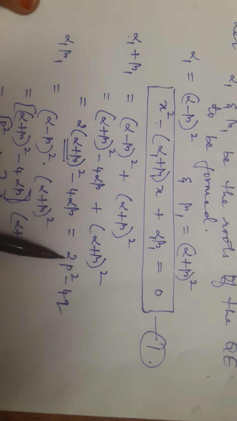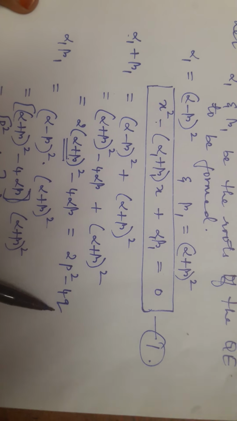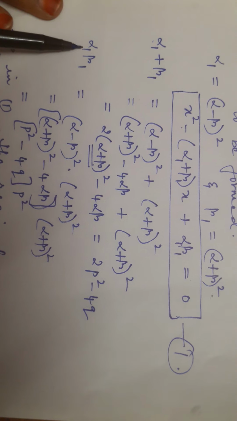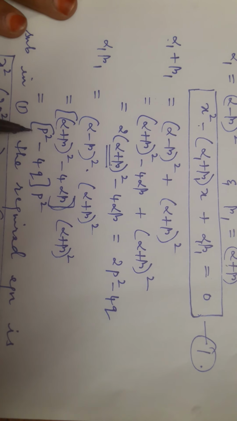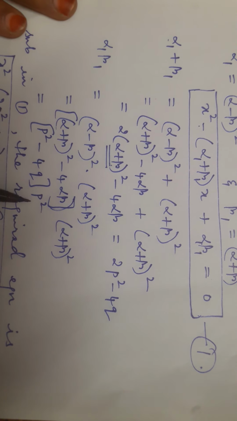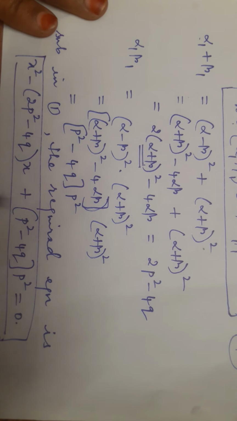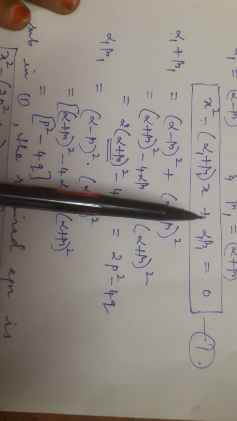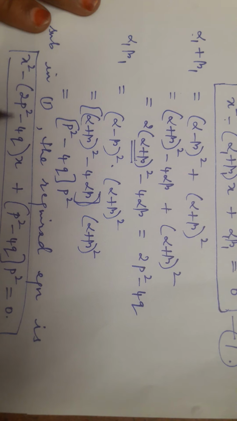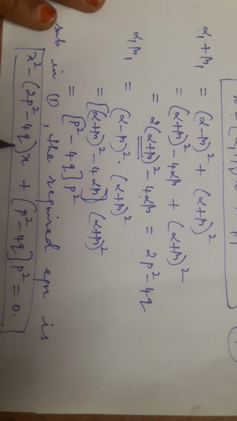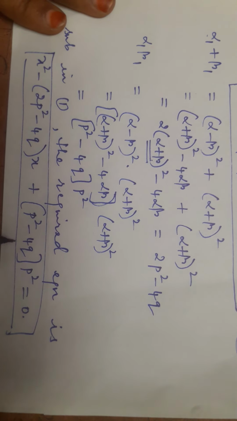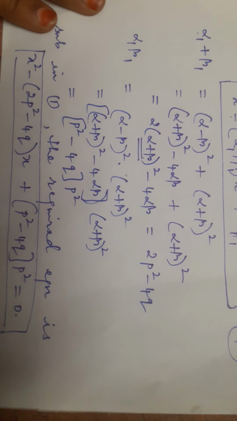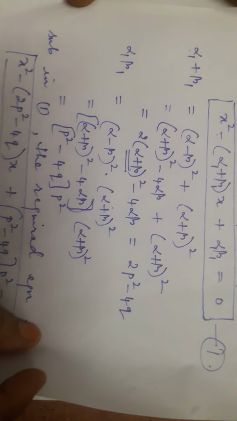Sum of the roots we got as 2p square minus 4q, and product of the roots is alpha 1 beta 1, which we got as p square minus 4q into p square. Substituting these two in equation 1, we get x square minus (2p square minus 4q) into x plus (p square minus 4q) into p square equal to 0. Okay.